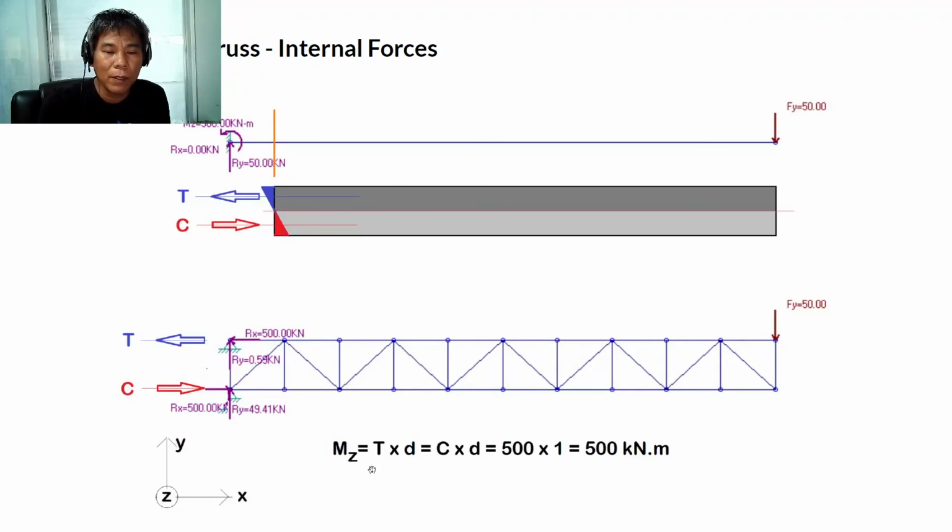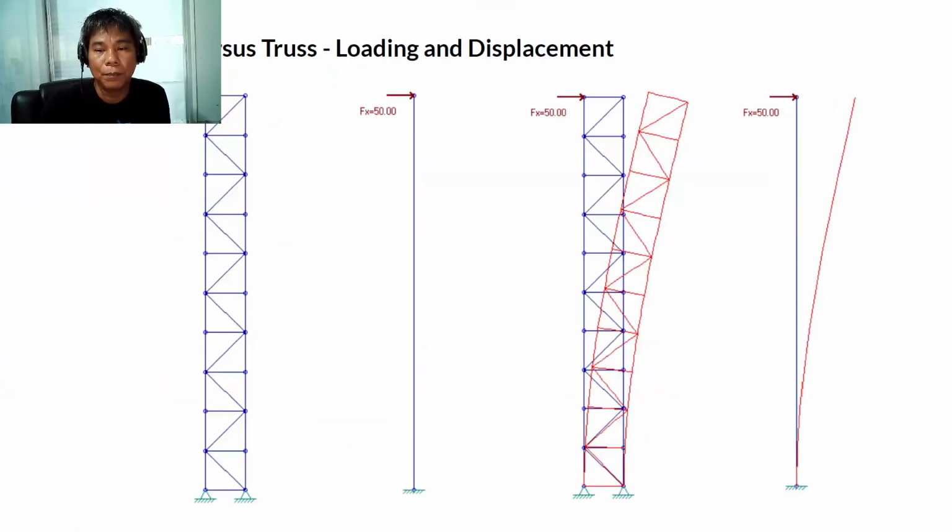So Mz is equal to either T times the distance between the two or C times the distance between the two, which is equal to 500 times 1. So they are the same. Ingunani na iya nga concept. So importante masabtan yun siya nga internal forces nga concept.